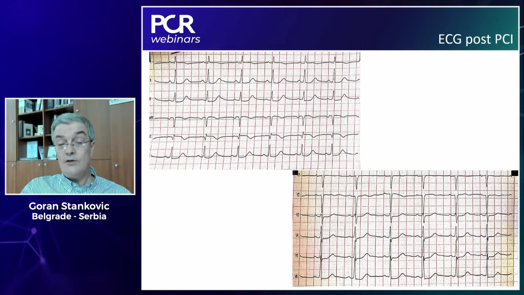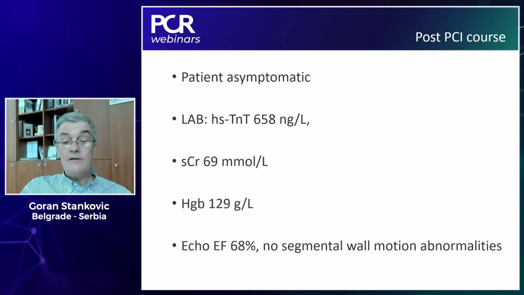So this is the ECG post-PCI, immediately after sealing the dissection. She is symptom-free, and she had an uneventful hospital course. There was a small rise in troponin T, 660, but no segmental wall motion abnormalities on echo. So if you have any comments on how to make this even better and more user-friendly, let's discuss these other alternative options.